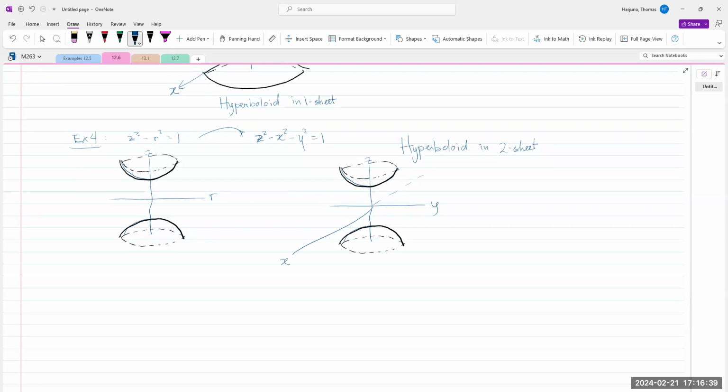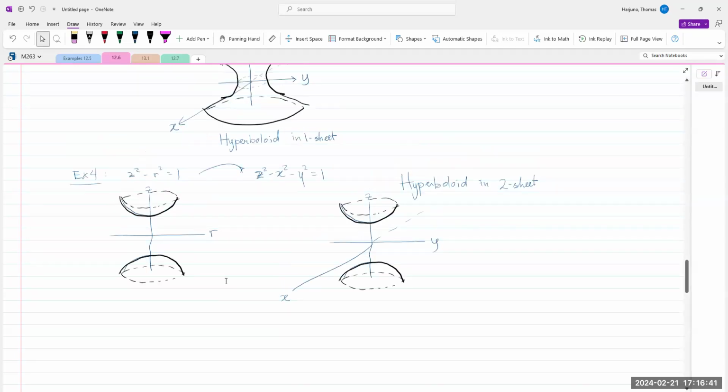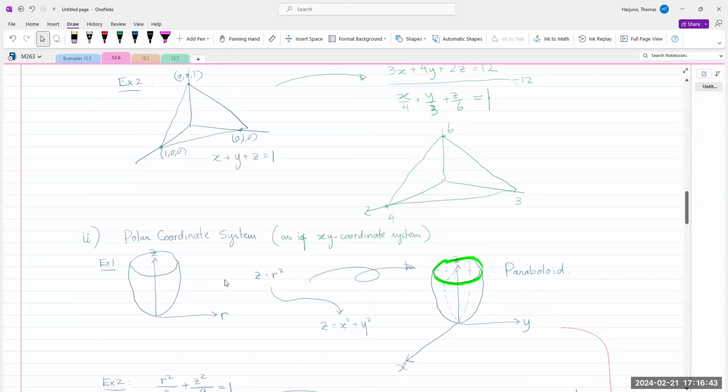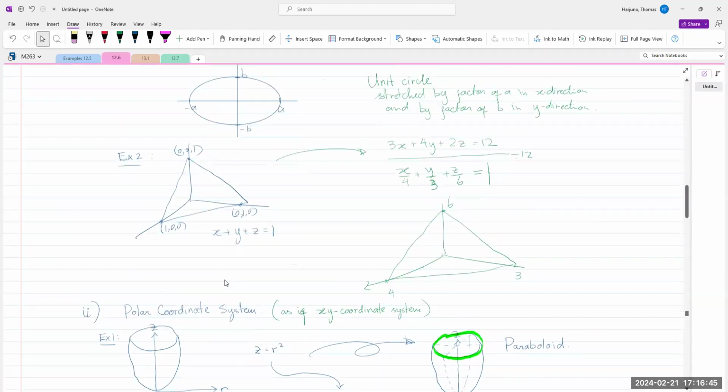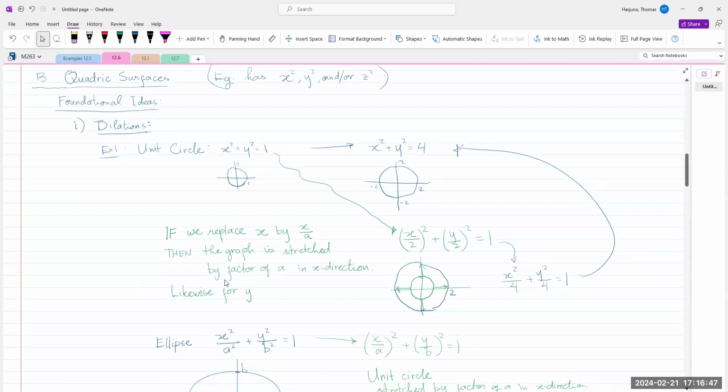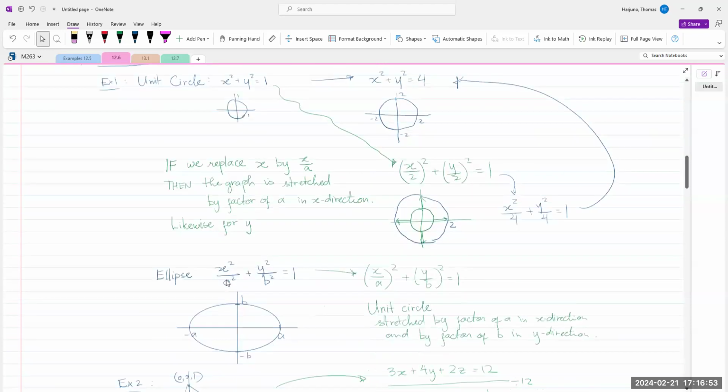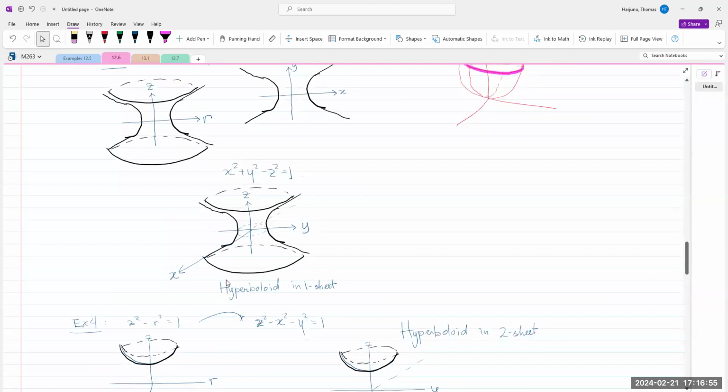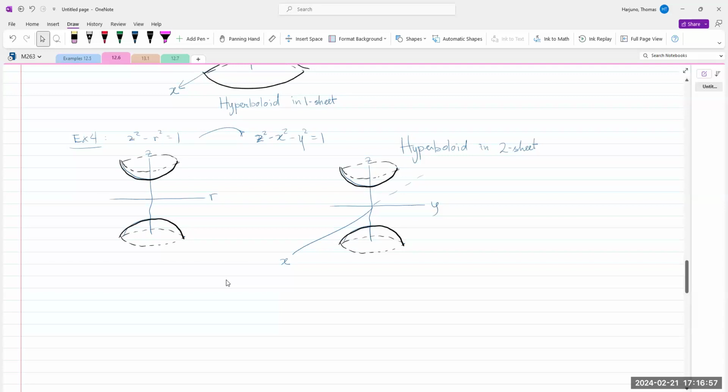Okay, now using these two foundational ideas, like the spin from a polar coordinate system and then the dilations, basically the stretch and shrink in our algebra 2 and pre-calculus, I hope that enriches you in seeing how to do quadratic surfaces. There is actually another type of quadratic surface I need to teach you though.